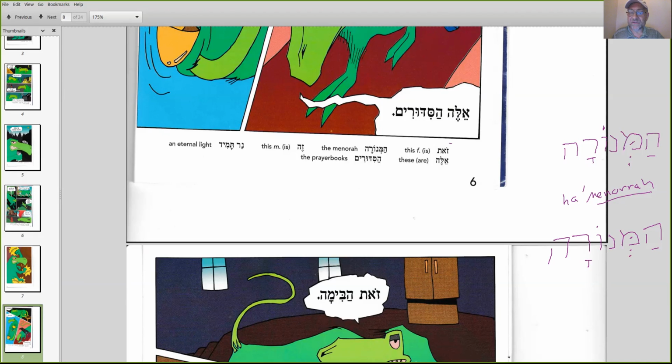Okay, so we've got zot, we've got ha-menorah. Now let's look at this one. Here is the male equivalent of this. Okay, zeh. So we start out with a zayin, and we put a segol under there to get the zeh sound, and we end with this hey, so we get the breathing out.